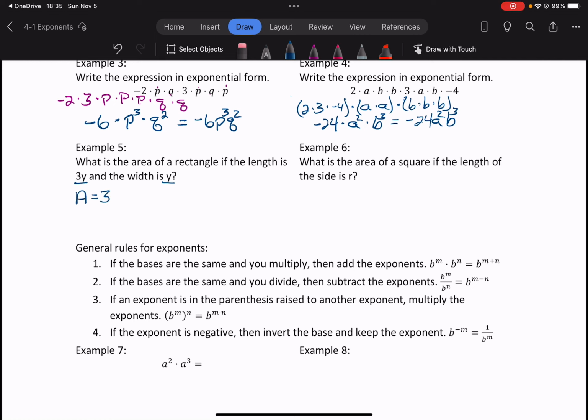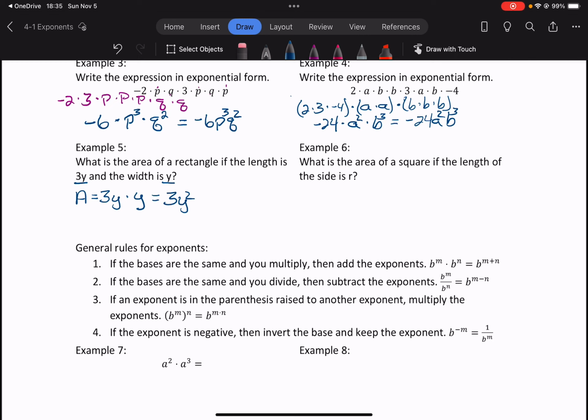is 3y times y, and that equals, so we just put it together. I got 3, because I just write my number down, y times y, and I just do y squared. So I've got 3y squared would be the area of that rectangle.